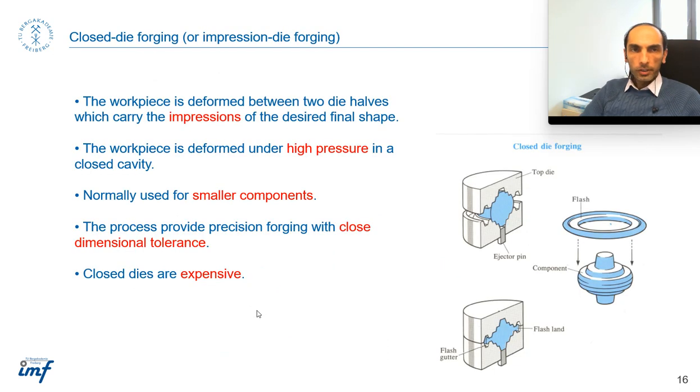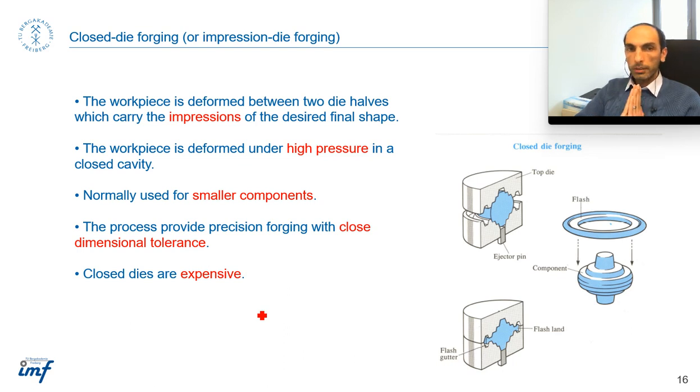On the other side, we have the closed die forging, or here, because of all these characteristics, we can allocate it to the closed die or impression die forging. So in this category, the workpiece is deformed between two die halves, which carry the impression of the desired final shape. So all the details are transferred from the die into the workpiece. So this is an advantage, because the machining time and machining cost decrease, and the mechanical properties, of course, if you design it well, increase.